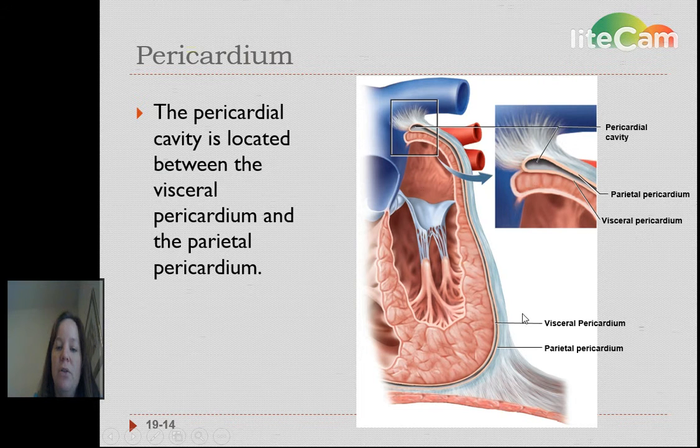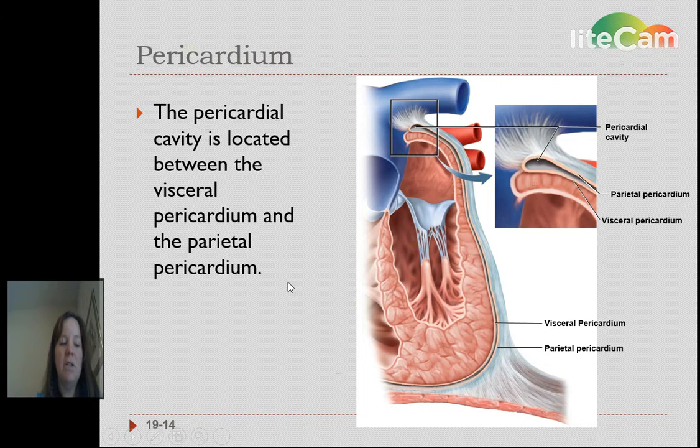So here, if we take a closer look, you'll see that the visceral pericardium is the one lining the heart. And if you move up here, it sort of takes a U-turn and then forms this parietal pericardium, this outer layer of the pericardium here. And you can kind of see that little space between here. That space between is the pericardial cavity.